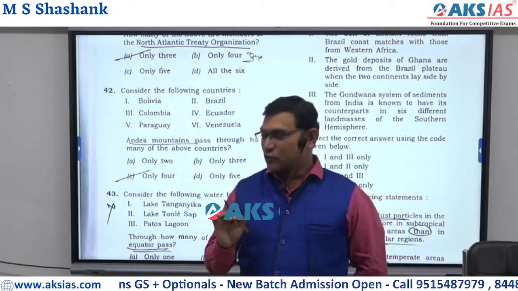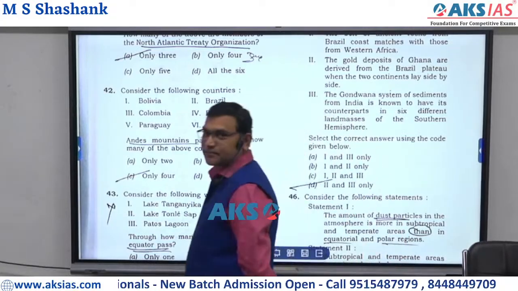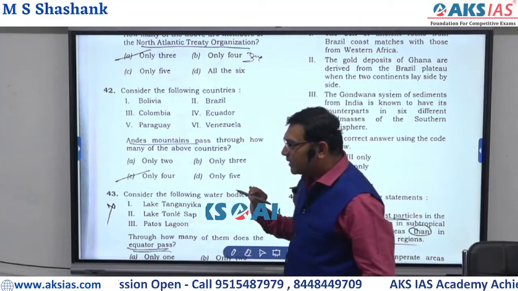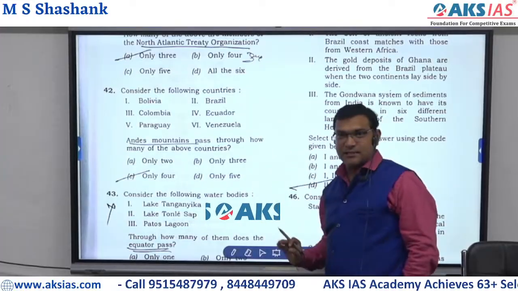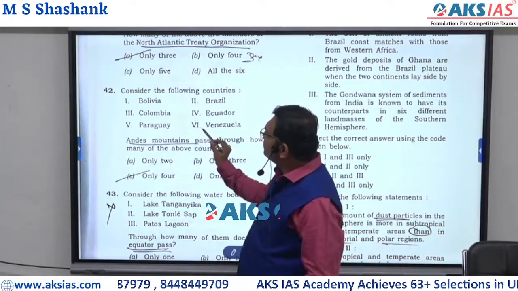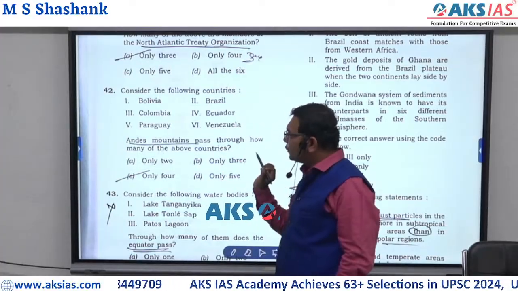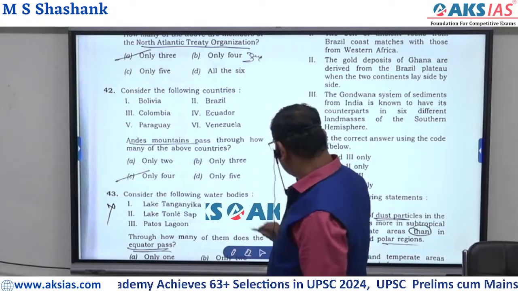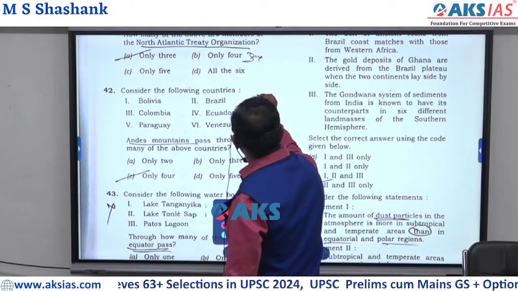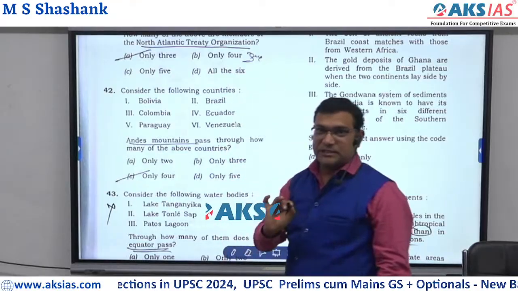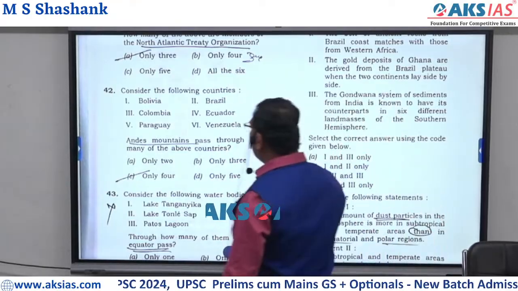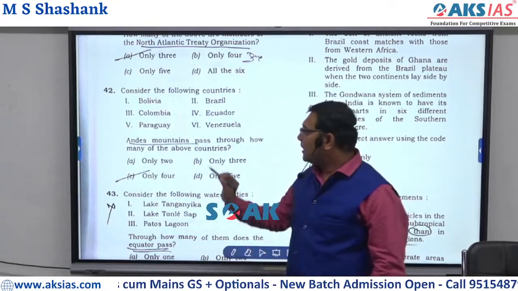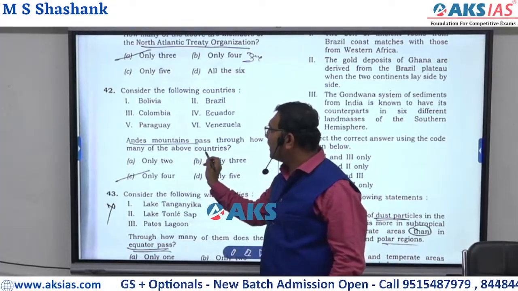Prelims. So first, let's look at the 42nd question. In the 42nd question, consider the following countries: Bolivia, Colombia, Brazil, Ecuador and Venezuela, and other countries are also given. Mainly, whenever we have doubts in such questions, generally go with the map. Okay, go with the map. And the question is, Andes mountains pass through how many of the above countries?